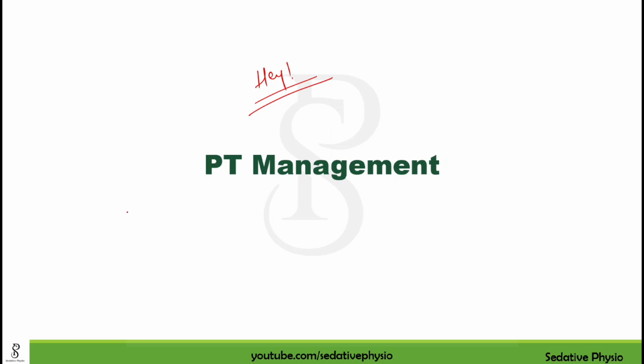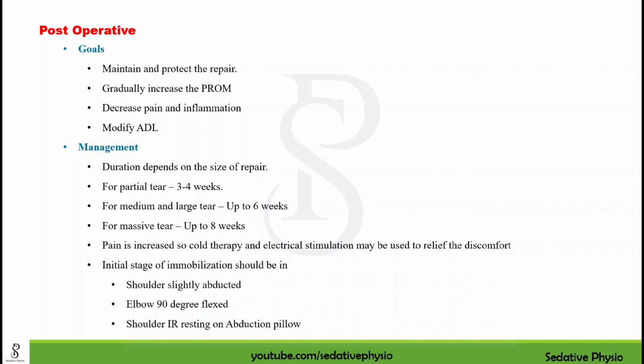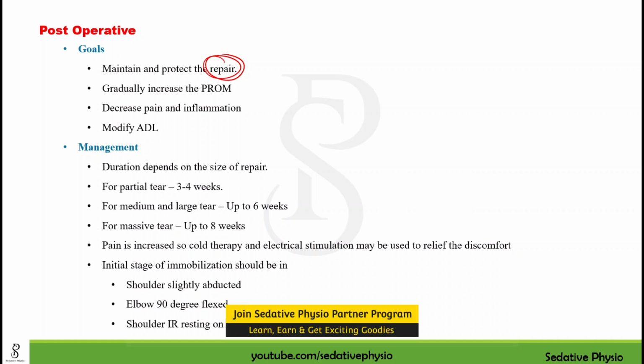So let's move on to this lecture, the physiotherapy management for the rotator cuff injury, starting with the post-operative condition. In the post-operative condition, what should be the goal? That's very important to discuss. In the post-operative condition, the major goal is to maintain and protect the repair. We have to maintain the integrity of the repair. We cannot do aggressive exercise just after the surgery, just within a week of the surgery. So we have to maintain and protect the repair that is done by the surgeon.